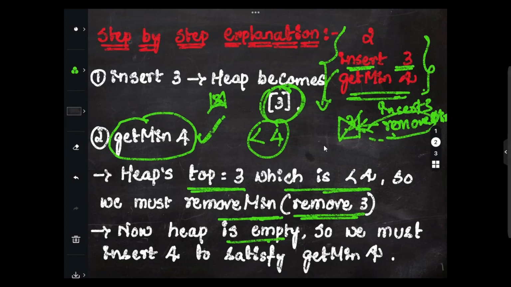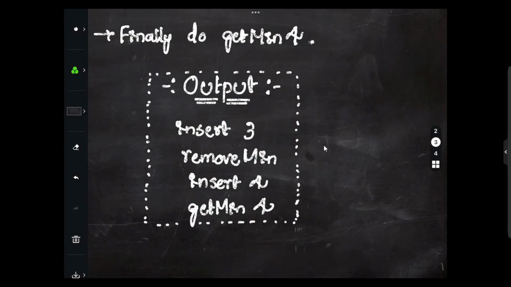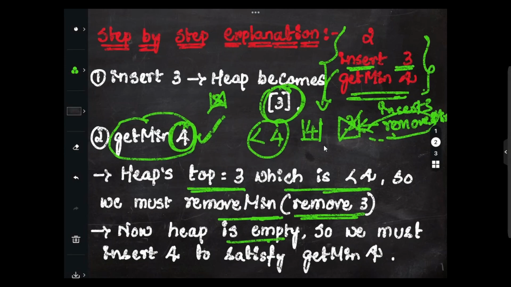So we removed 3. Now the heap is empty, so we must insert 4, because to get the value 4 by making use of getmin 4, we have to first insert 4. So now we will insert the value 4. We have successfully inserted the value 4, right? So now we will finally do getmin of 4 to get the value 4.